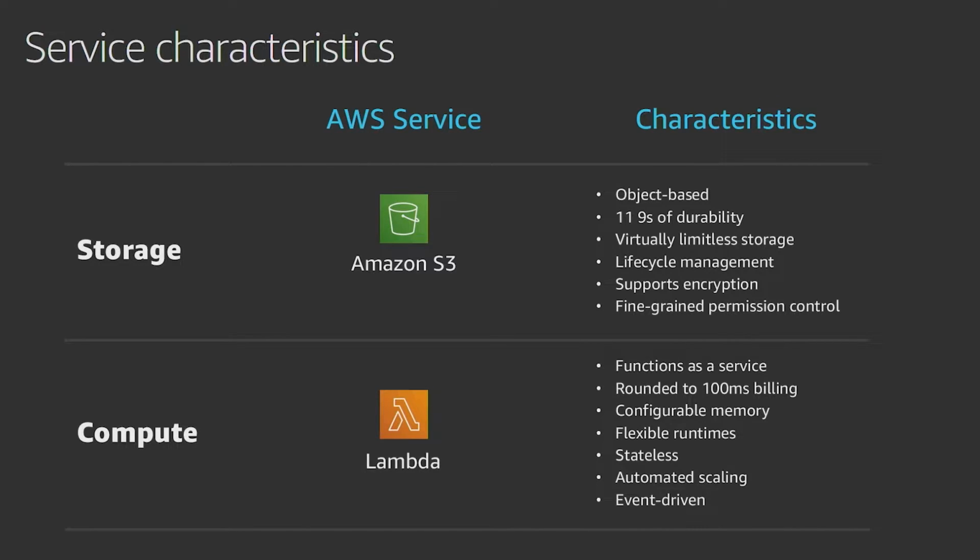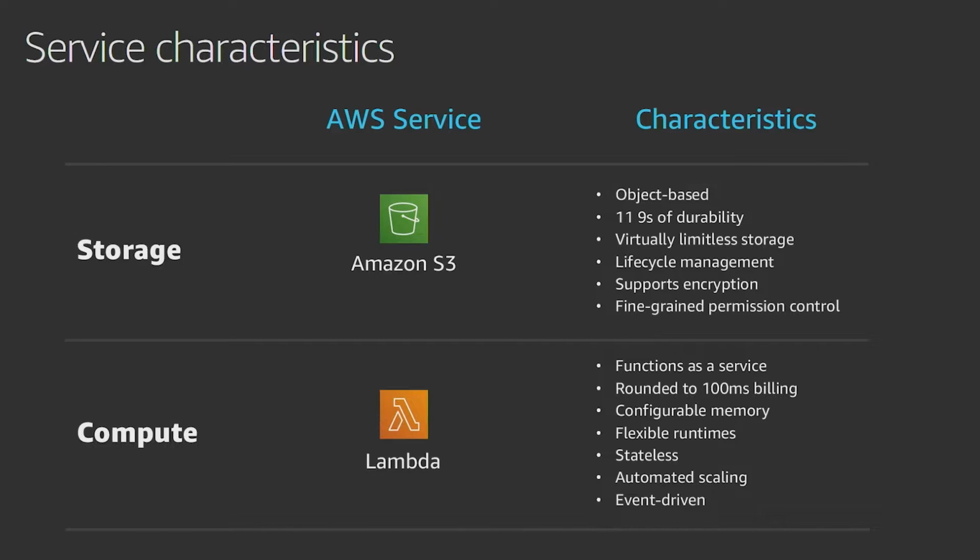What are the characteristics of these services? Well, S3 is object-based and provides 11 nines of durability and has virtually limitless storage. It provides lifecycle management, so you can expire objects or move storage tiers based on rules. It supports encryption and provides a fine-grained permission model.